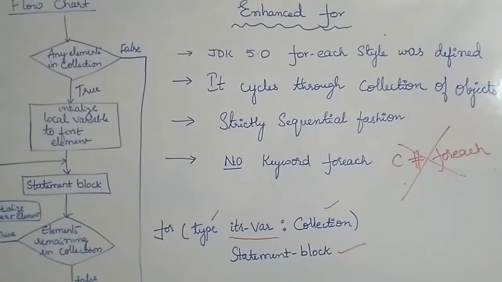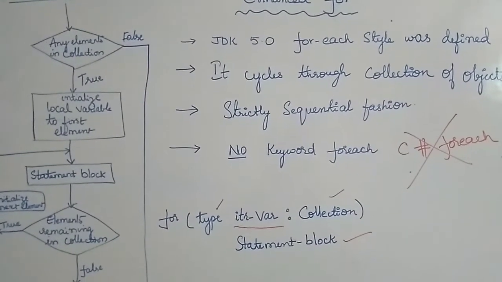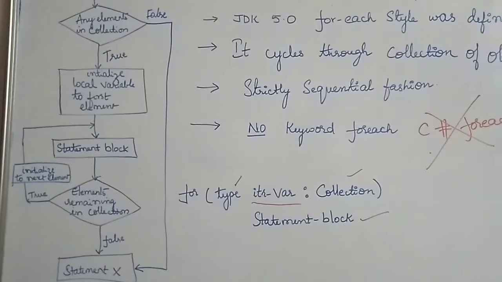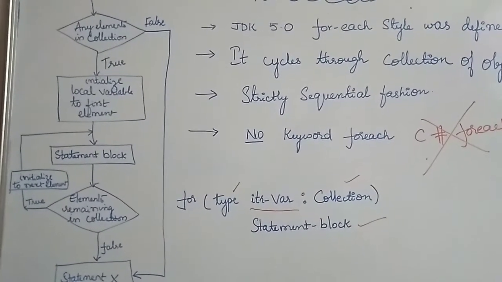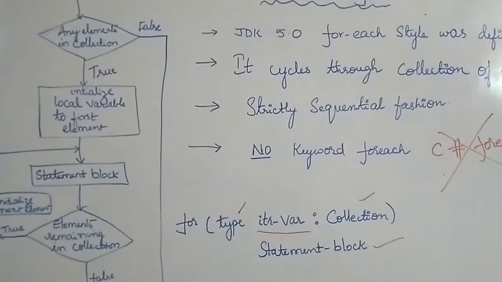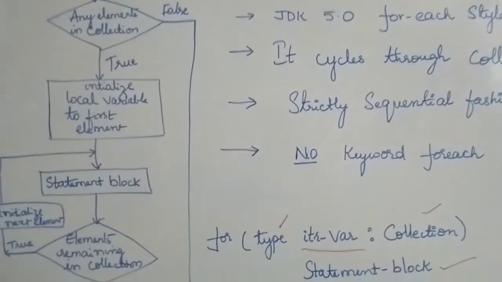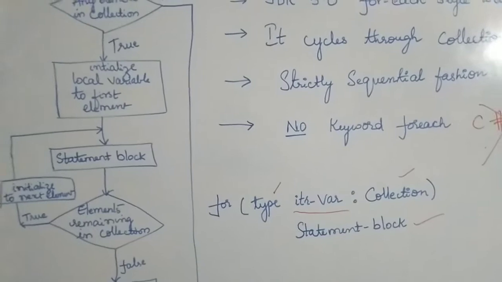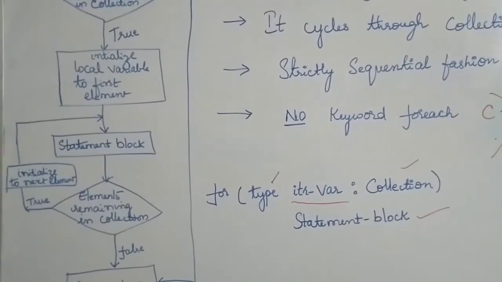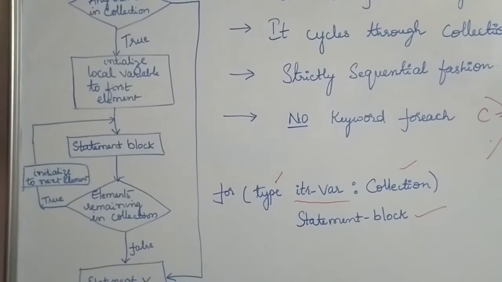First, all this happens internally. It checks whether any elements are there in the collection. If it is false, there are no elements in the array, then it goes to the immediate next statement after for each. Else, if it is true, there are elements in the array, then it initializes the local variable to the first element. The first element is taken into the local variable, which is what I called the iterating variable. Then the statement block is executed.